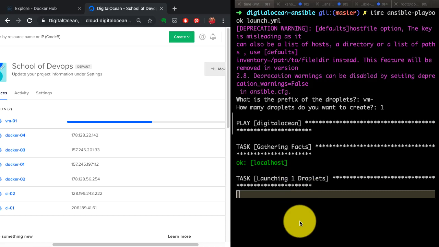In case of DigitalOcean, the server is called a droplet. It's a droplet in the ocean. That's why you see on the right-hand side the Ansible output, which says creating or launching one droplet.